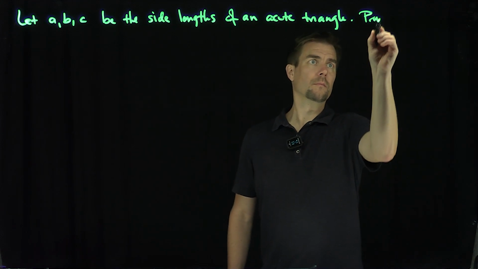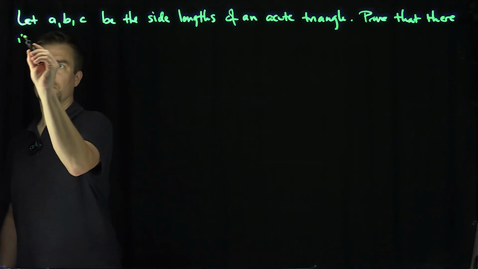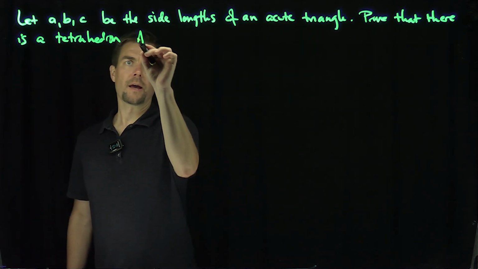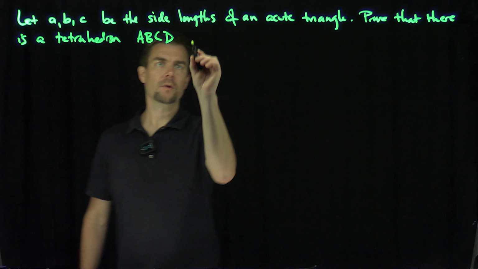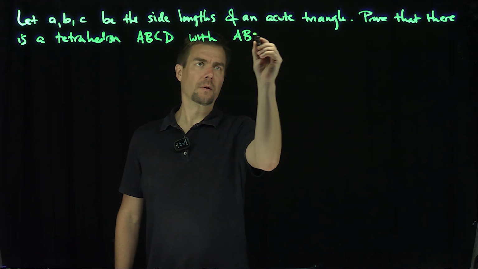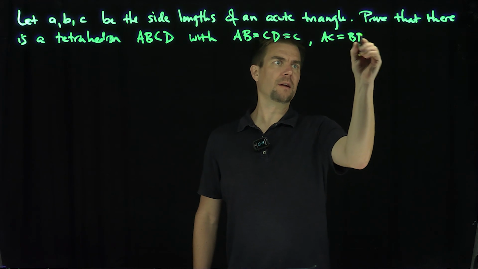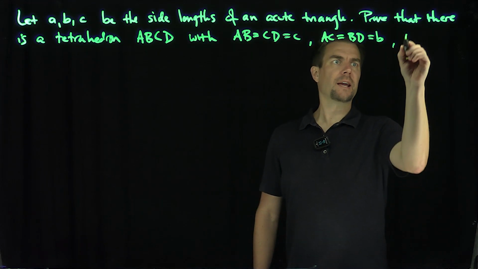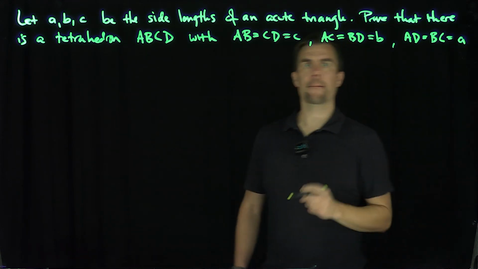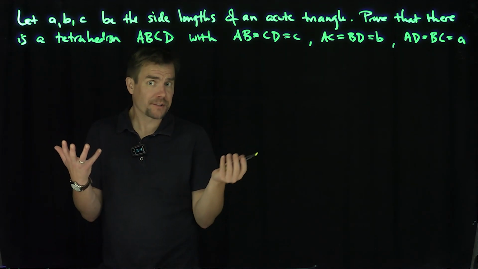Prove that there is a tetrahedron ABCD with AB equals CD equals c, with AC equals BD equals b, and AD equals BC equals a. Okay? Great. So how do we do this? How do I prove that such a tetrahedron exists?